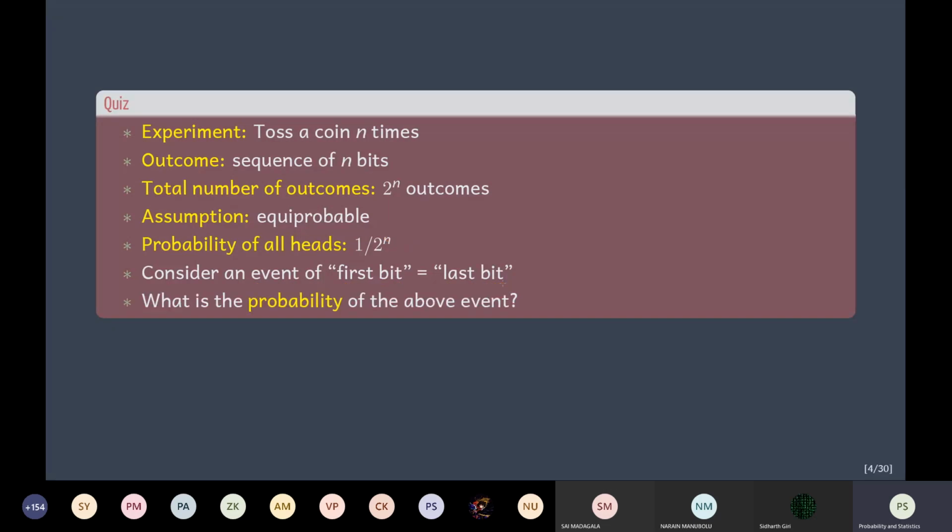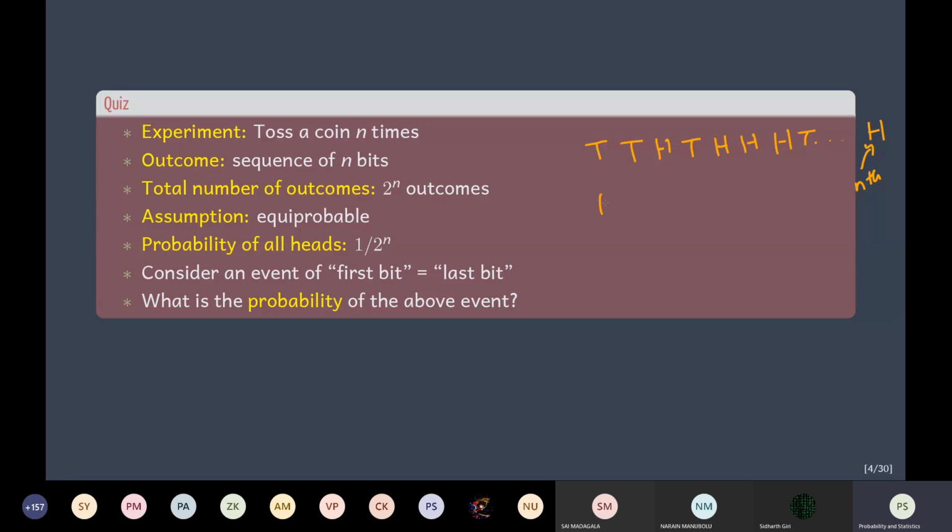So naturally we will ask, what is the probability of this event when the first bit will be equal to the last bit? Okay, so you are tossing a coin n times, so you can start with either head or tail. Let us say tail, tail, head, tail, head, head, head, tail, so on, and then you may end up with, let us say, head in the nth toss.